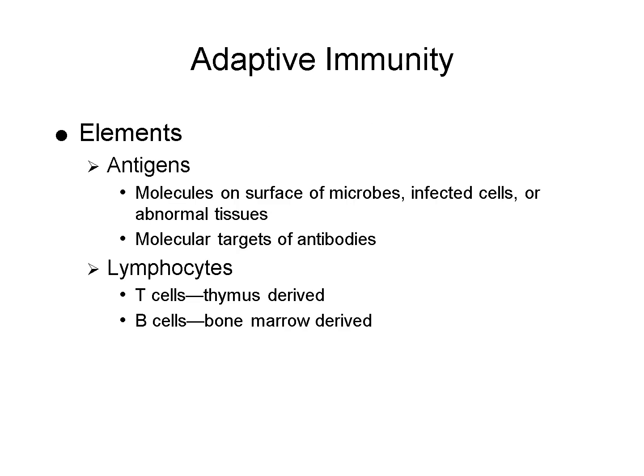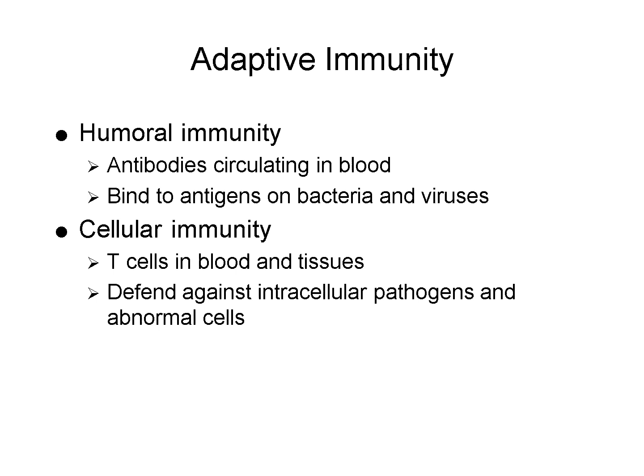Two key elements form the foundation of adaptive immunity: antigens and lymphocytes. Antigens are molecules found on the surface of microbes, infected cells, or abnormal tissues. These molecules are the precise targets of antibodies. The lymphocytes responsible for adaptive immunity include T cells, which mature in the thymus, and B cells, which develop in the bone marrow. Adaptive immunity operates through two major arms: humoral and cellular immunity.